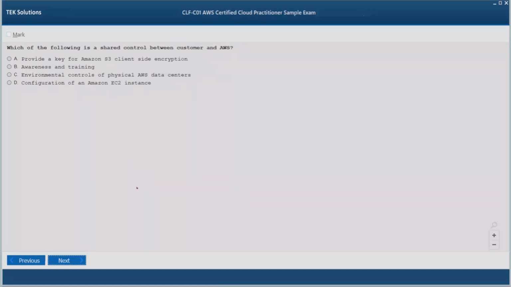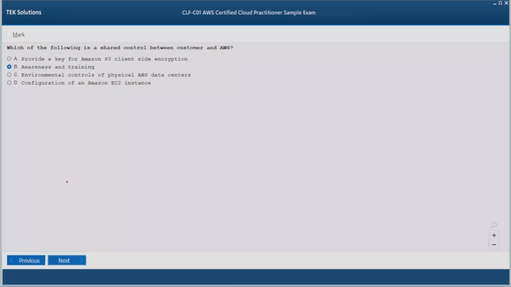Which of the following is a shared control between customer and AWS? Customer and AWS both are sharing the controls. A, provide a key for Amazon S3 client-side encryption. B, awareness and training. C, environmental controls of physical AWS data centers. D, configuration of an Amazon EC2 instance. And the answer is awareness and training. This is the shared control between customer and AWS.